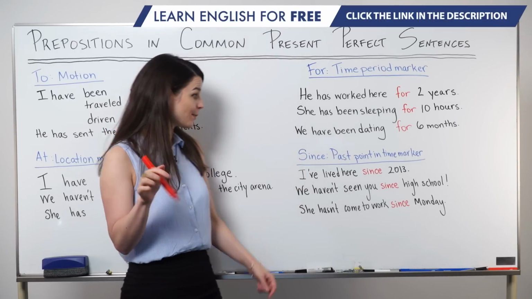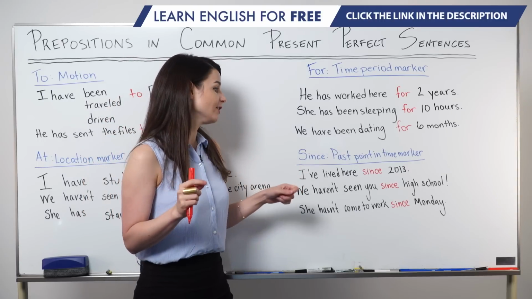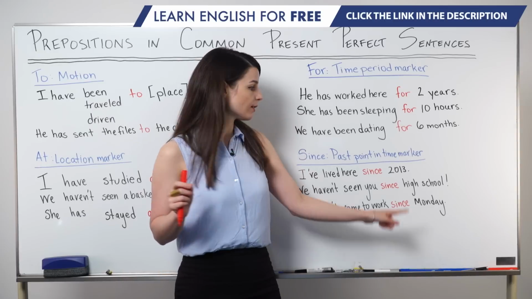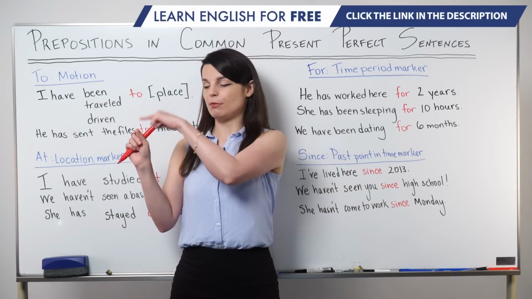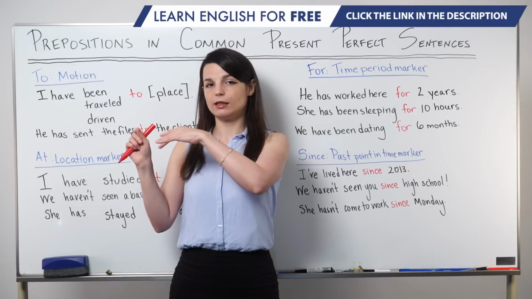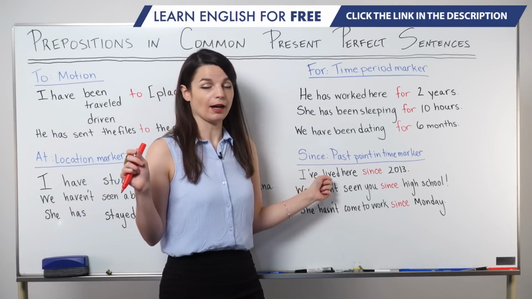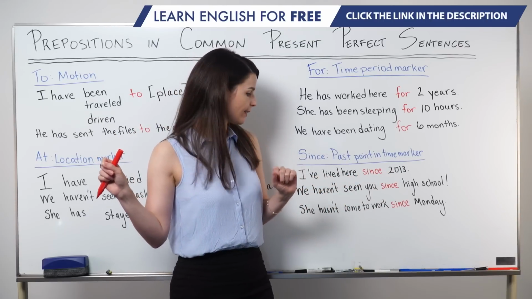So let's look at some examples. I've lived here since 2013. So since marks our past point in time, 2013. So that means beginning in 2013 and continuing until this conversation, I've lived here. So since tells us when it started in this case.